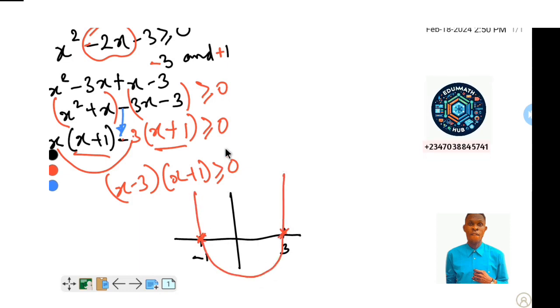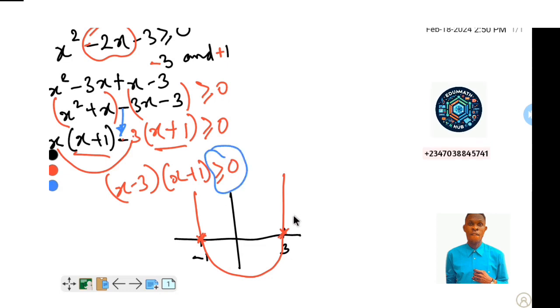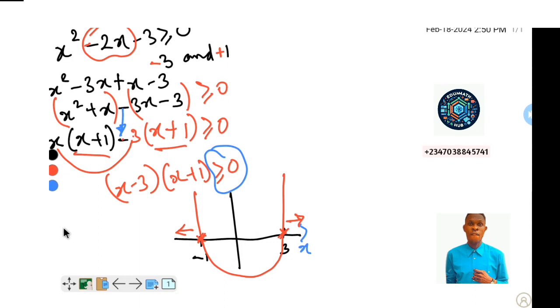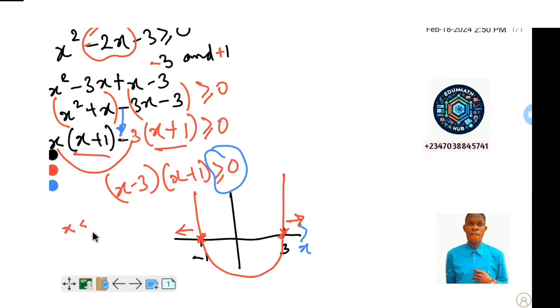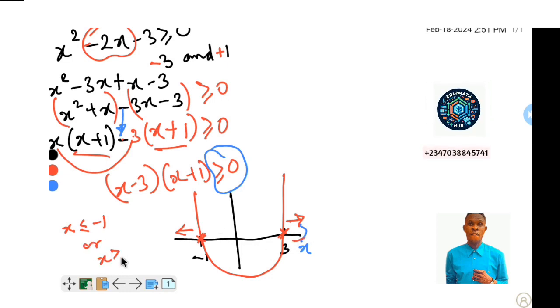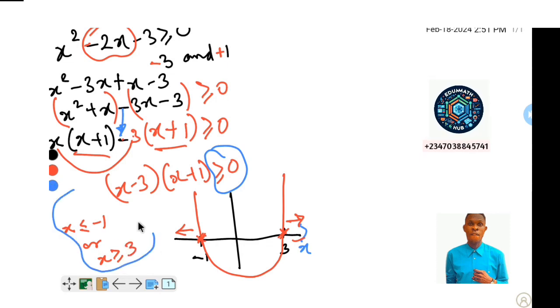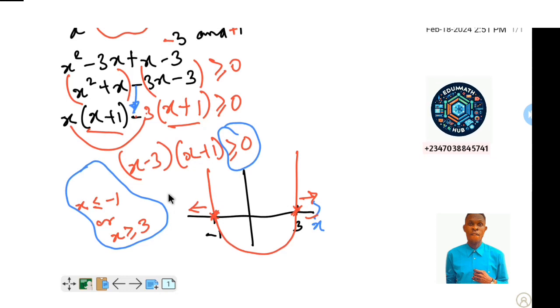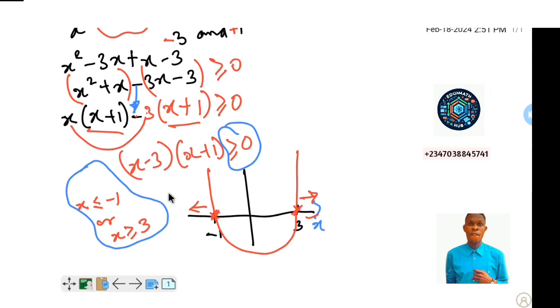Now what they're asking you is greater than 0. Don't forget, they're asking you greater than 0. So they're just asking you for the part of the graph that is above this line. This is the x-axis. They're asking which part of the graph is above this line. So it is anything bigger than 3 and anything less than minus 1. So your answer should just be x less than or equals to minus 1, or x greater than or equals to 3. So this is how you represent quadratic inequalities. Very simple. Okay, if you have any challenge, please contact us and let us know your challenges. I hope you understand this section of inequalities. Now moving to the next section.